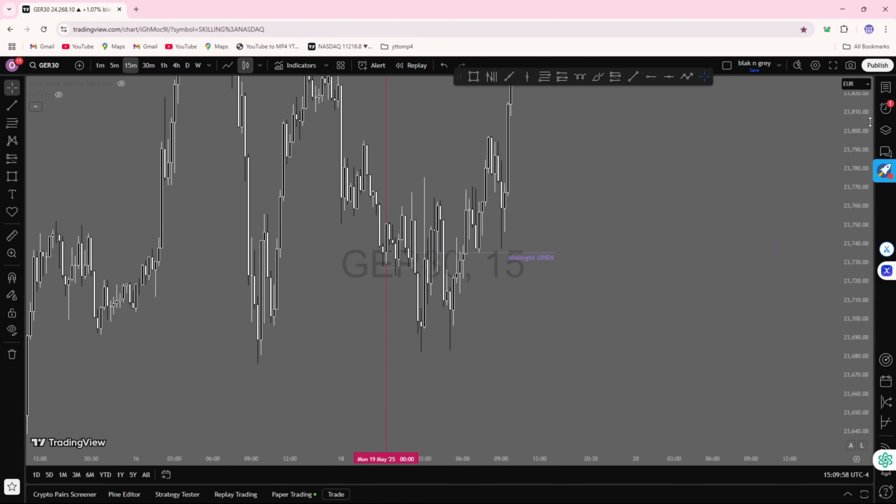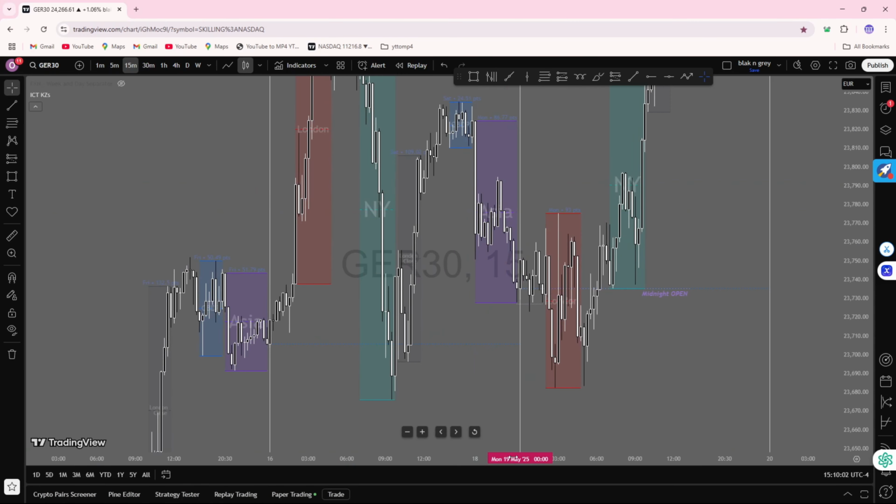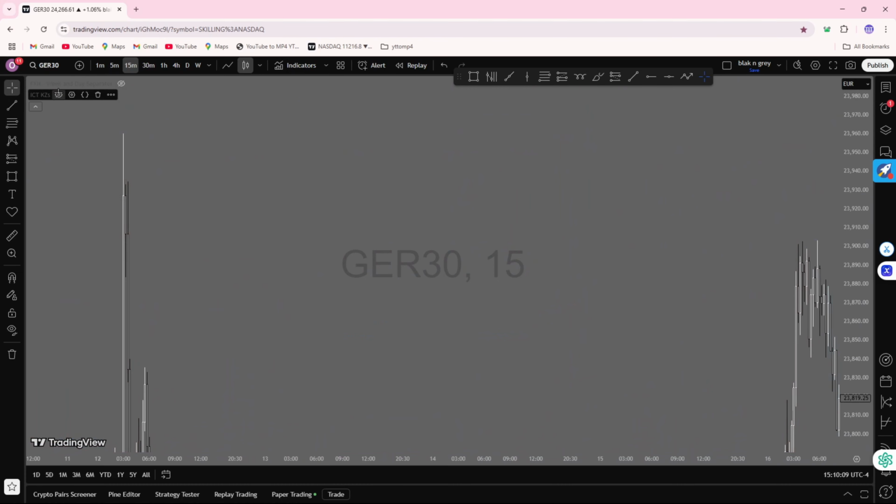You do also have multiple things. Let me put this on again so I can show you. So you have the midnight open, and actually let me explain where the midnight open comes from, because not a lot of people know.